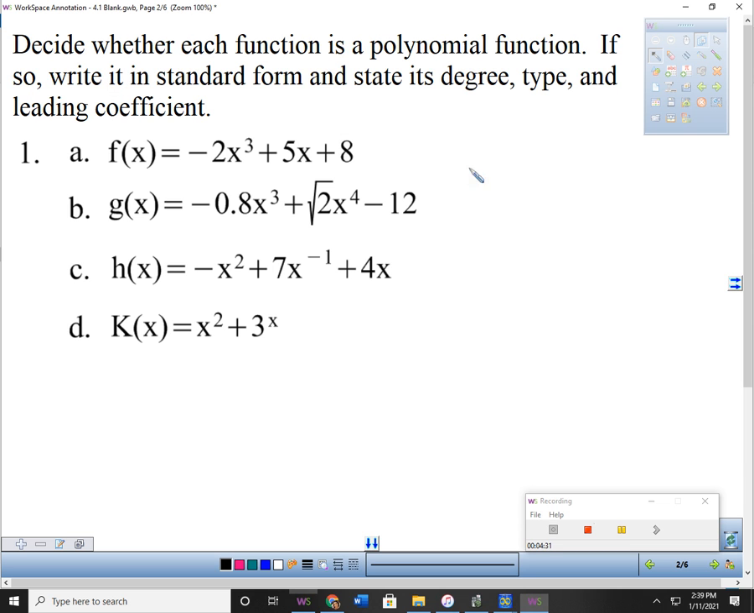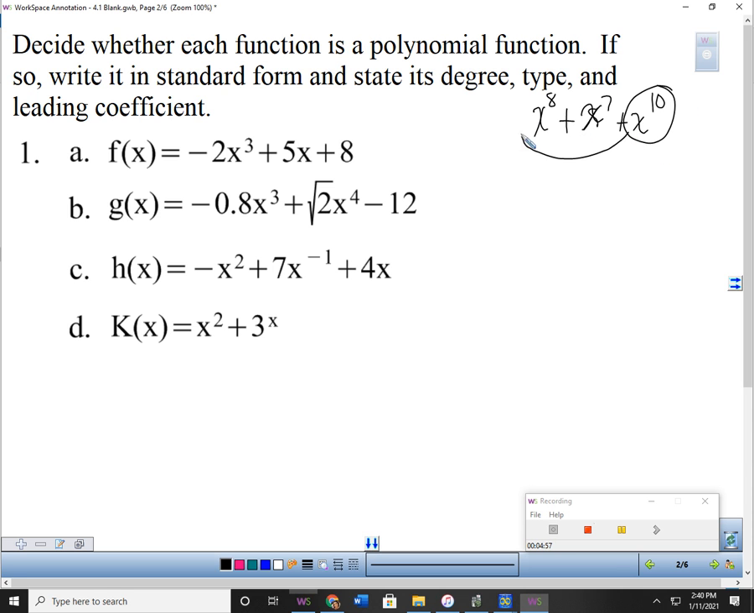So we are going to decide whether each function is a polynomial. If it is, we're going to make sure we write it in standard form. So standard form is when all of my degrees go from biggest to smallest. So like if I had x to the 8th plus x to the 7th plus x to the 10th, I would want that to go biggest degree to the smallest. So this one would need to move up front. So you're literally just going 10, 8, 7, like you just want to go biggest to smallest.